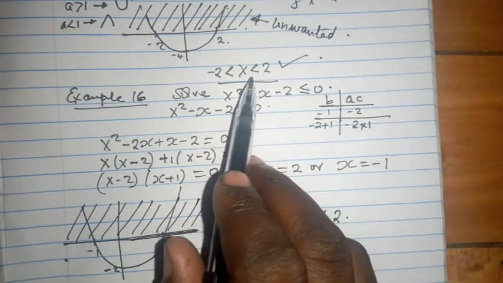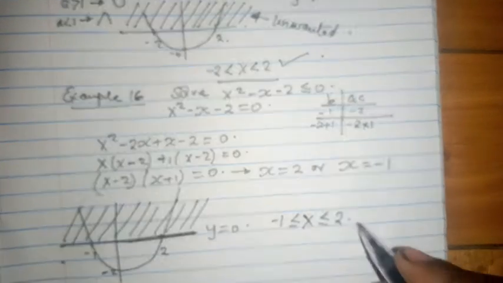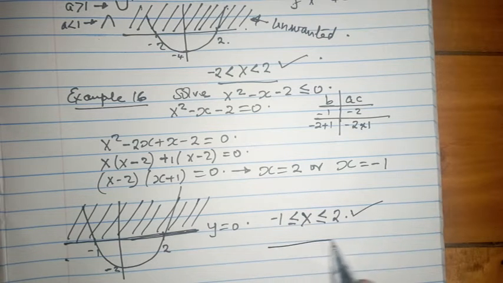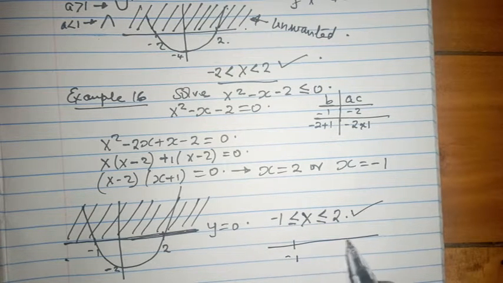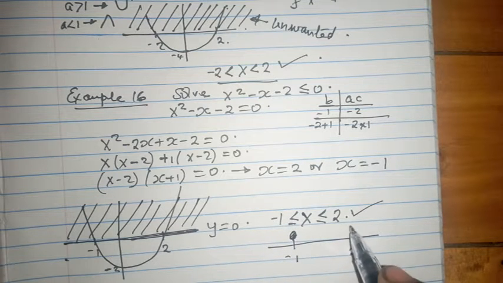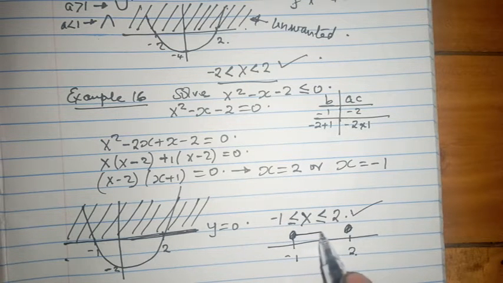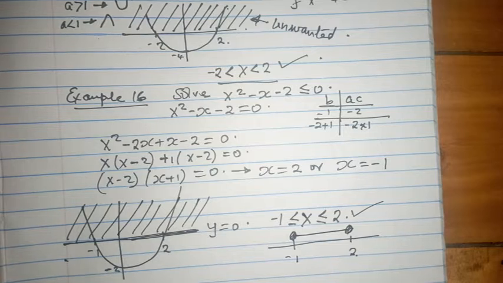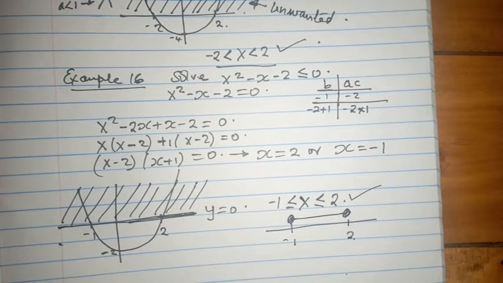These limits in the first example were not included, and that is the answer. In the number line, we talk about minus 1 and positive 2, and you can see that is shaded and that is shaded, indicating that the limits are inclusive as well. And that is just like it.